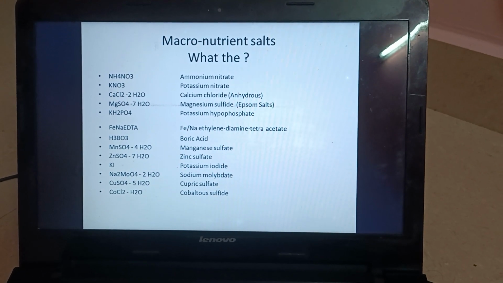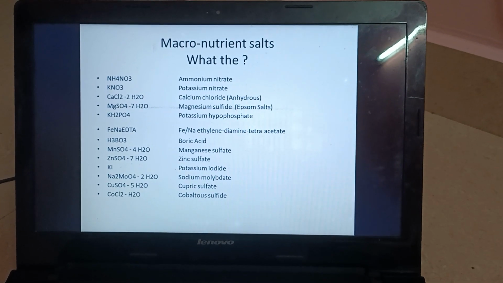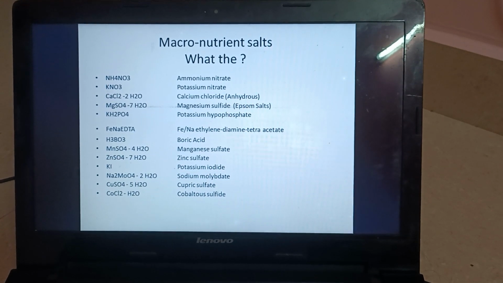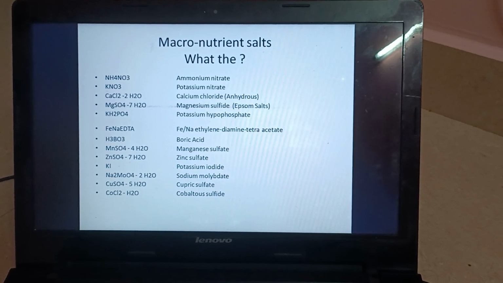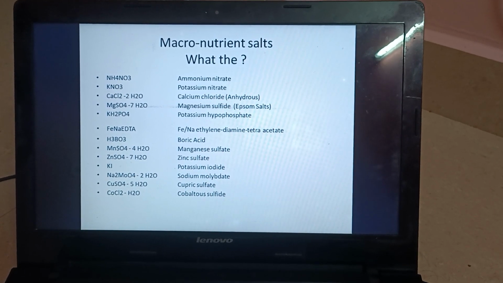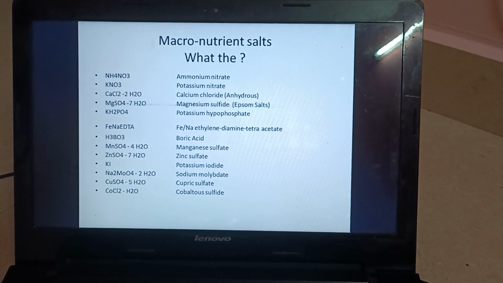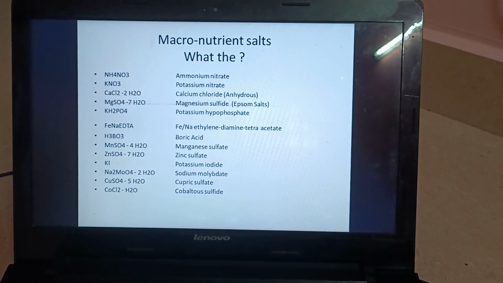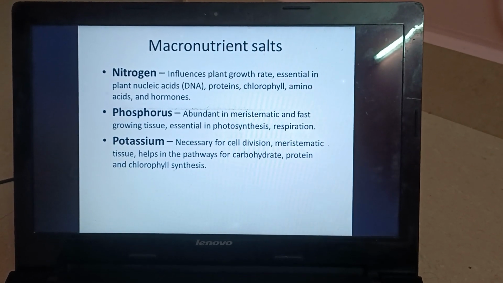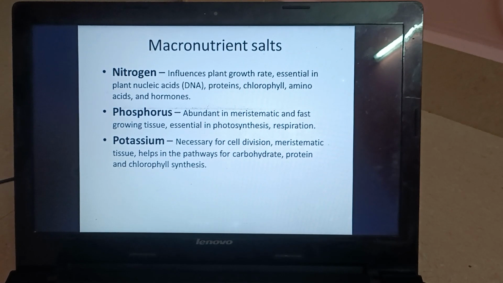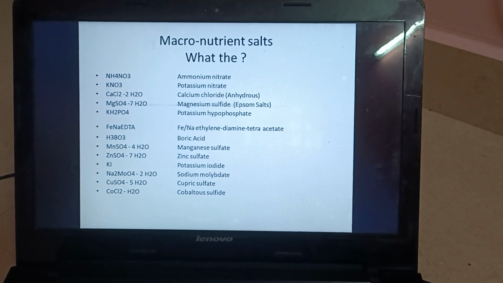These are the macronutrient salts: ammonium nitrate, potassium nitrate, calcium chloride, magnesium sulfate, potassium phosphate, iron sodium EDTA, boric acid, manganese sulfate, zinc sulfate, potassium iodide, sodium molybdate, cupric sulfate, and cobalt sulfate. And the macronutrients are nitrogen, phosphorus, potassium. See how many macronutrients help to grow a whole plant.